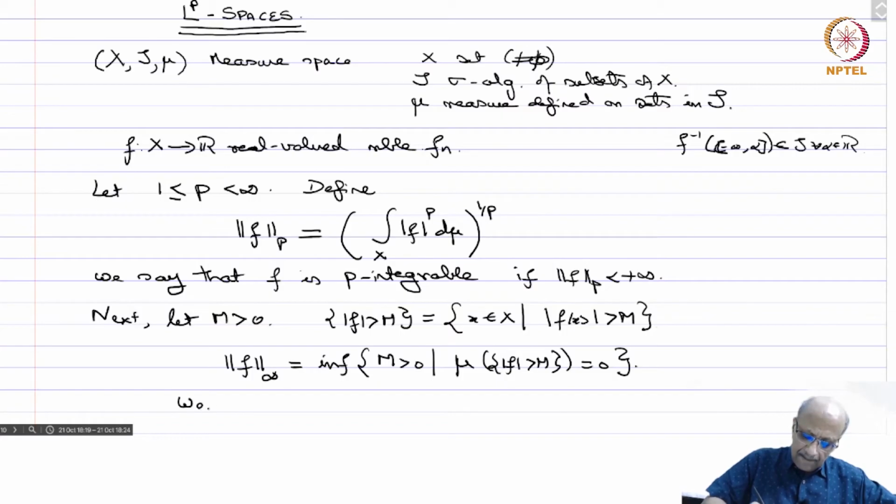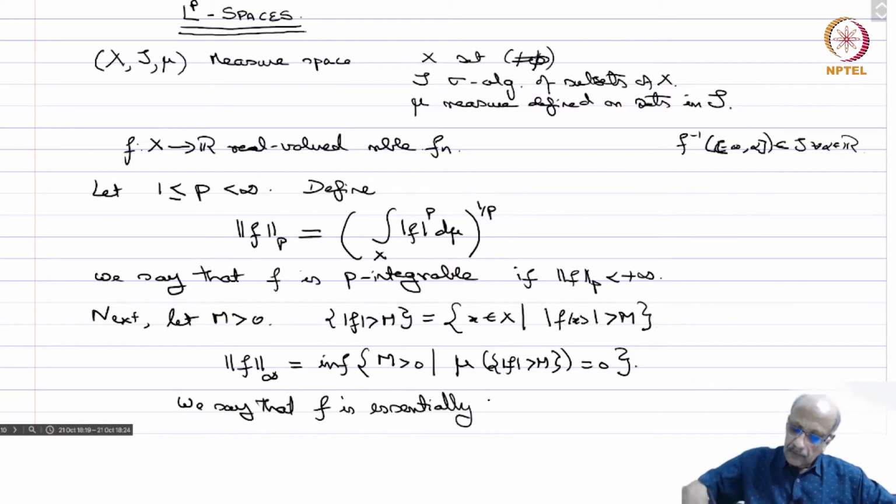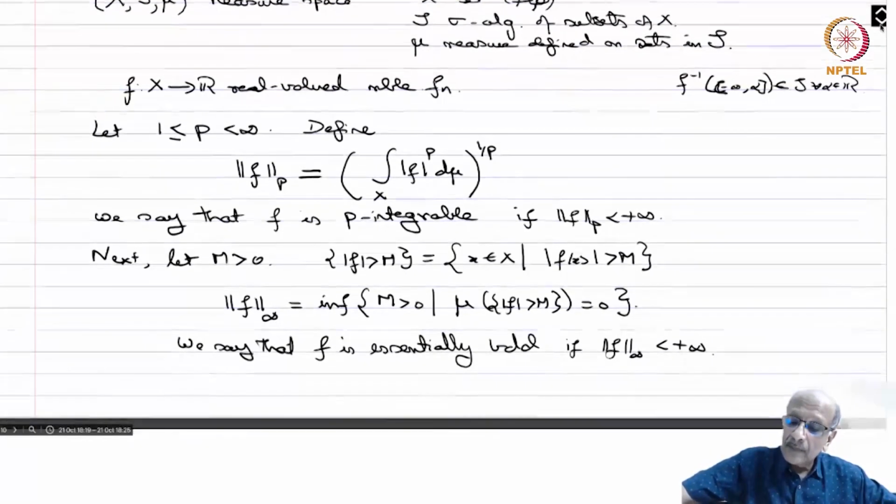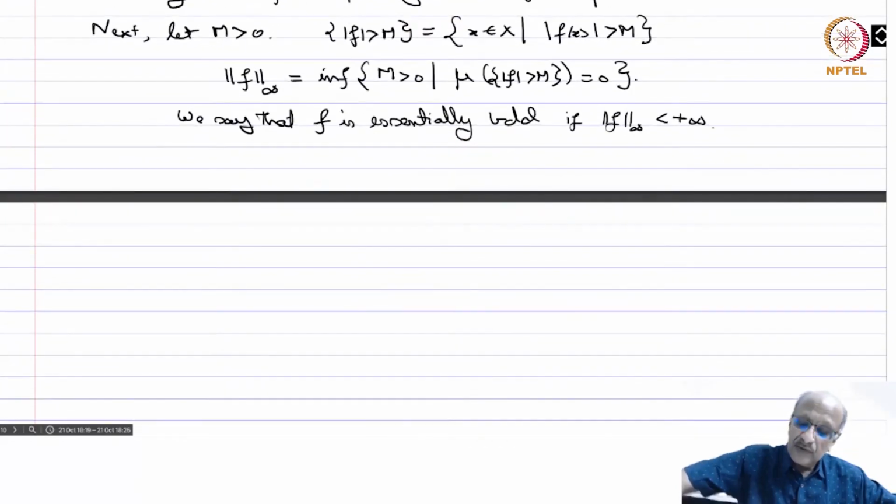So we say that f is essentially bounded if norm f infinity is less than plus infinity. Okay, so why do we say essentially bounded? It may take infinite values or it may be unbounded in some places, but where it is so is a set of measure 0 and therefore negligible in the sense of measure theory.